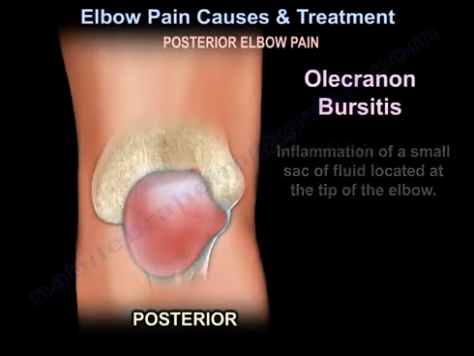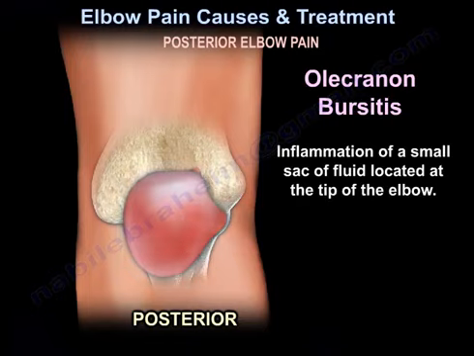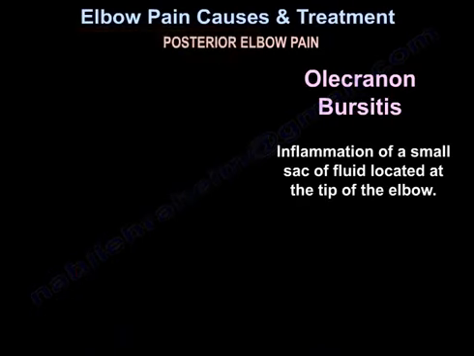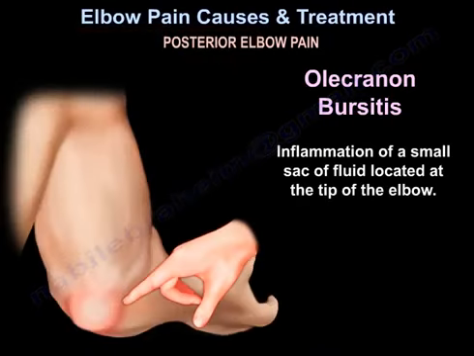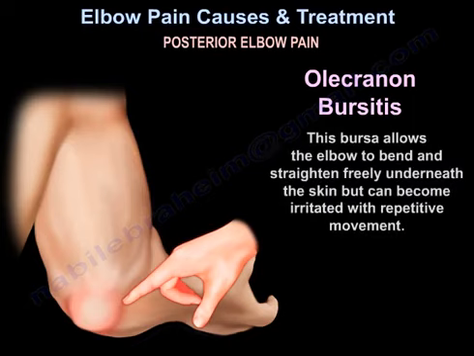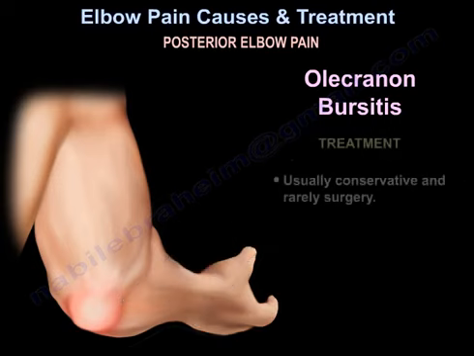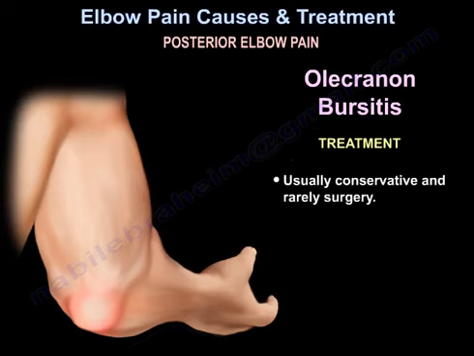Olecranon bursitis: inflammation of a small sac of fluid located at the tip of the elbow. This bursa allows the elbow to bend and straighten freely underneath the skin, but can become irritated with repetitive movement. Treatment is usually conservative and rarely surgery.